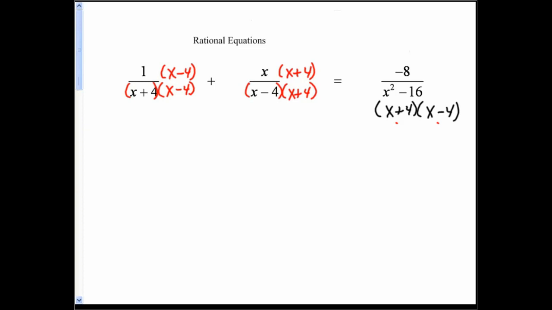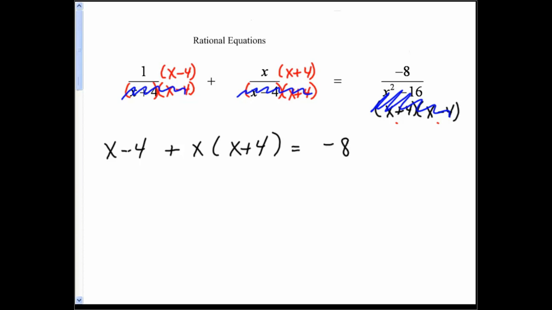The third fraction has both of those factors. So now, once the fractions each have the same denominator, because this is an equation, we can now ignore the denominators and just look at the numerators. So we're going to ignore the denominators because they are the same. And then you're left with the equation x minus 4 plus x times x plus 4 equals negative 8. So we're going to have to simplify by distributing the x.